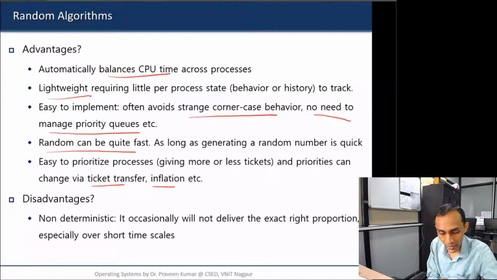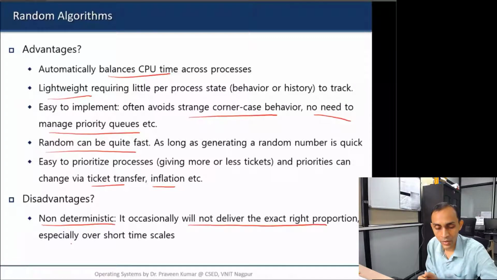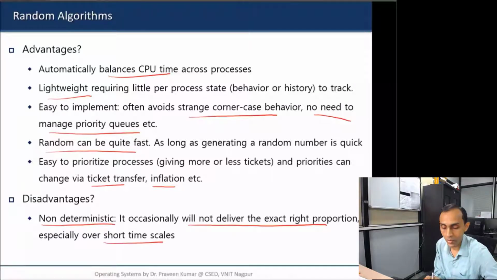The only disadvantage with this random implementation is it's non-deterministic. So it may not deliver the exact right proportion in the short run. However, in the long run, it tends to be more deterministic. But in the short term, it can be non-deterministic. It can have unexpected behavior also.